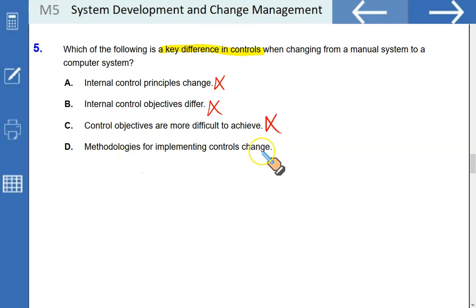Methodologies for implementing control change. Yes, when we are changing from a manual system to a computerized system, the controls are always different, but the objective stays the same. That doesn't mean that they are better or worse, but they certainly are different. In computerized systems, the controls are different. In manual systems, controls are different, but the internal control principles stay the same. Objectives of the control stay the same, but the controls may be different. Under a computerized environment, controls tend to be different than the manual system. That is the right option.